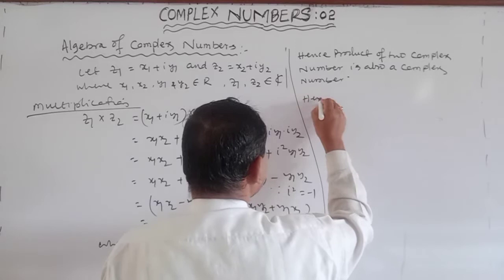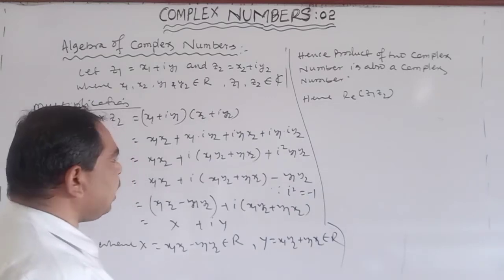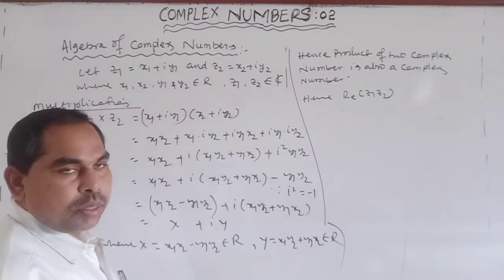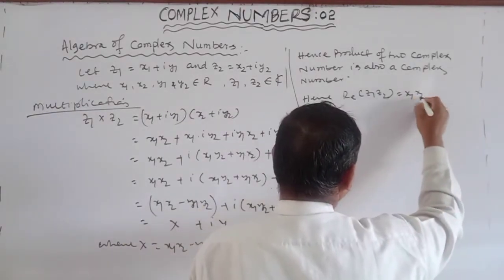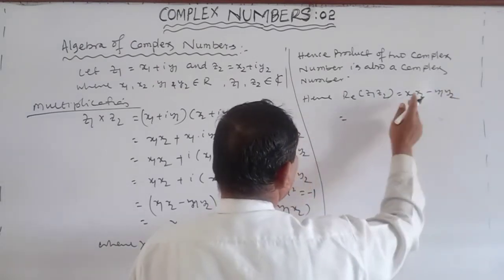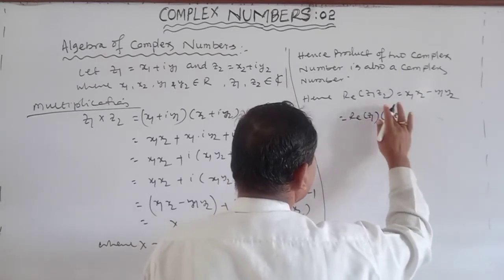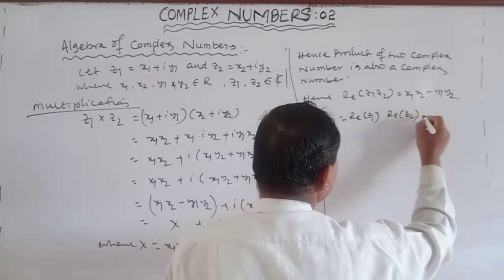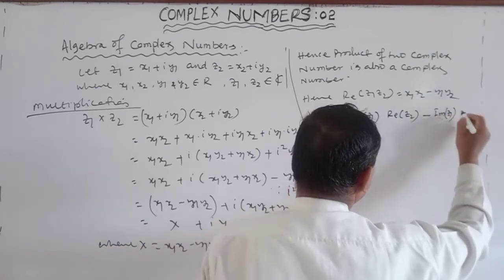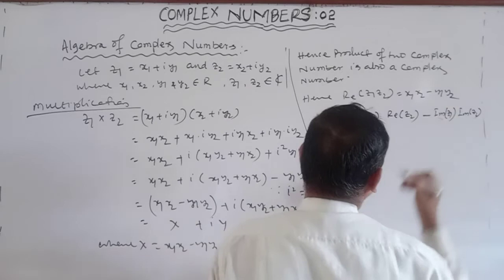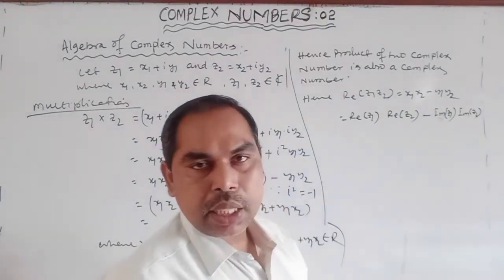Achha, here Re(Z1 Z2). Re(Z1 Z2) means what? x1 x2 minus y1 y2. Real part of Z1 Z2 is x1 x2 minus y1 y2. What is x1? x1 is Re Z1. What is x2? x2 is Re Z2, minus, what is y1? Im Z1, and y2 is Im Z2. So Re(Z1 Z2) means Re Z1 into Re Z2 minus Im Z1 into Im Z2.